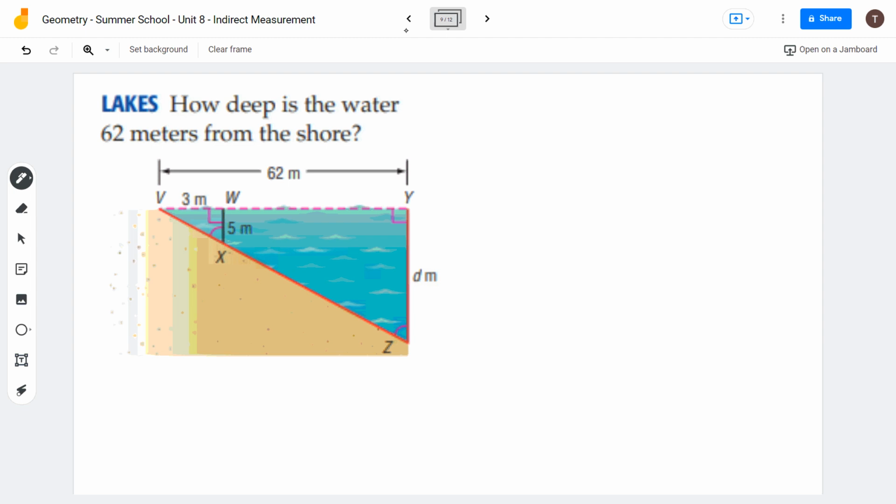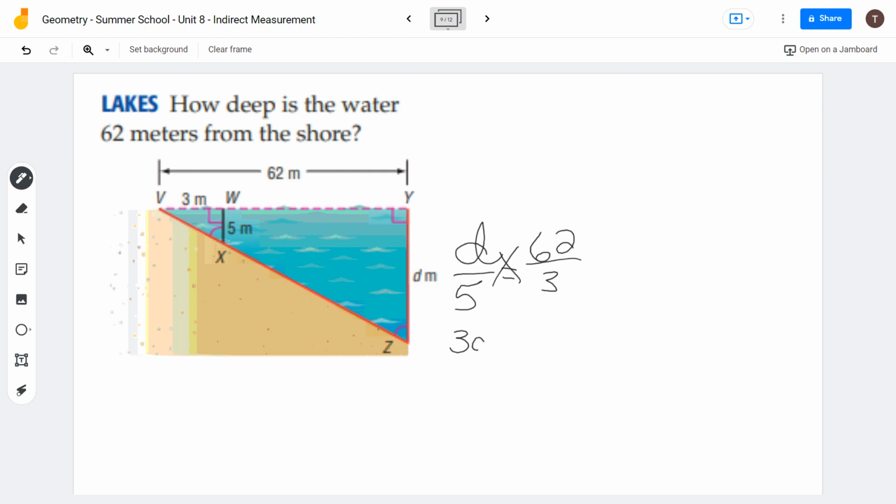Okay. So here's an example about how deep the water is. Assuming it's going down at the same rate, we know that 3 meters into the water, it's 5 meters deep. So if we go 62 meters in, how deep is it? So D is the whole way out. That's the depth of the ocean the whole way out. That's going to correspond to the 5 in the smaller triangle. It's 62 meters the whole way out, and when it was 5 meters deep, it was 3 meters out. So I would cross multiply.